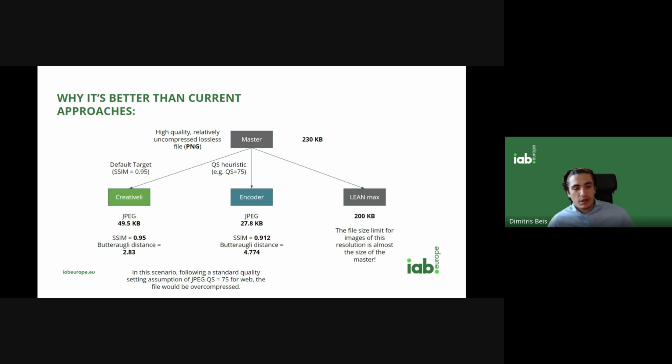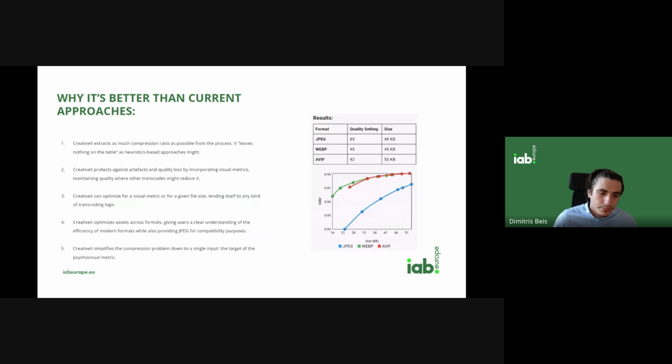So in this scenario, following a standard quality assumption of setting it to 75 for web, the file would be overcompressed. And the opposite scenario could hold true as well, where essentially the standard quality setting is not enough, and there's more compression that would be possible without compromising on fidelity. So if we look at why it's better than current approaches, it's essentially 5 reasons. The first 2 are the ones I just described. It extracts as much compression ratio as possible while also protecting against artifacts and quality loss. That's essentially the Goldilocks zone of compression.